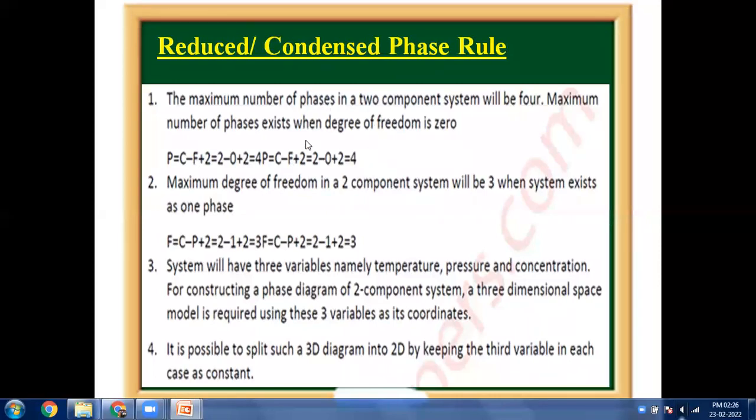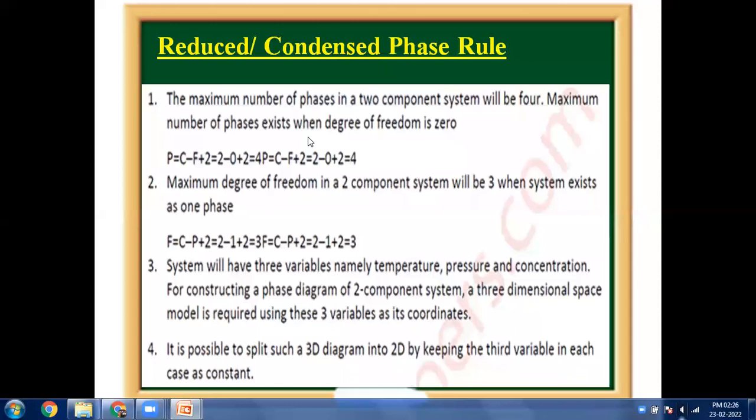ठीक है. अब फोर फेजेस एक फेज डायग्राम में एग्जिस्ट करना और उसको शो करना, that is really quite a difficult task, because you know what happens, four different phases means generally there are solid, or there may be two solid, one liquid and one gaseous phase.